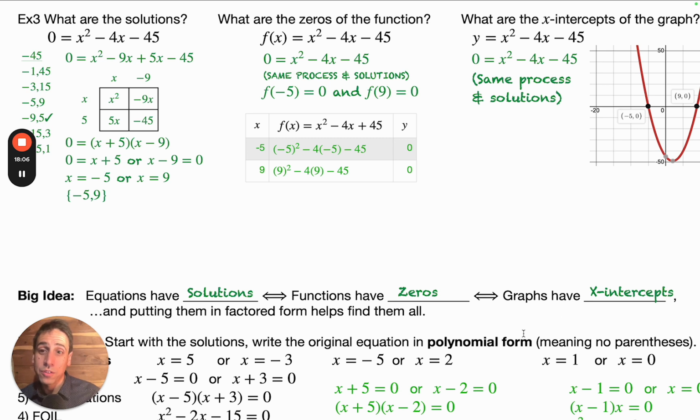So if you want to find the solution to an equation, factor. If you want to find the 0 of a function, factor. If you want to find the x-intercept of a graph, factor. They're very, very related ideas, but use all the same process.